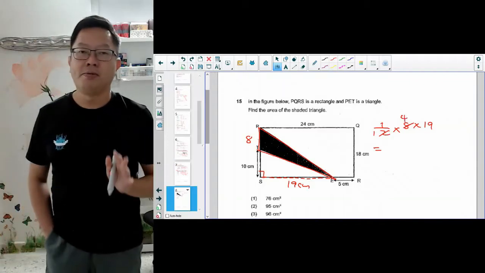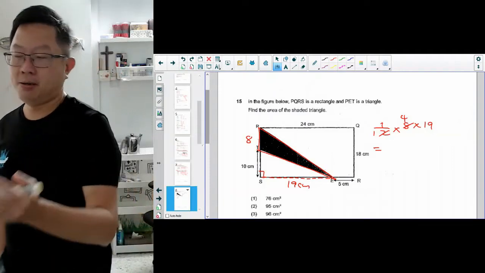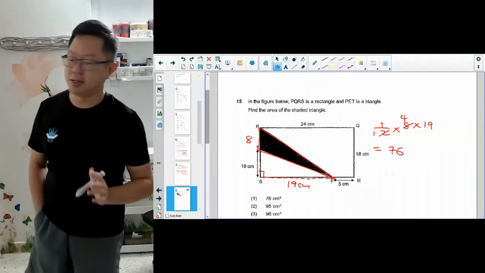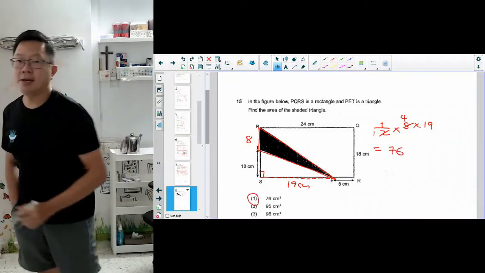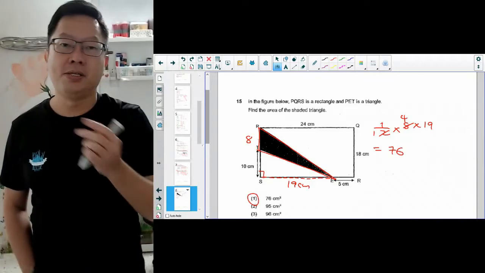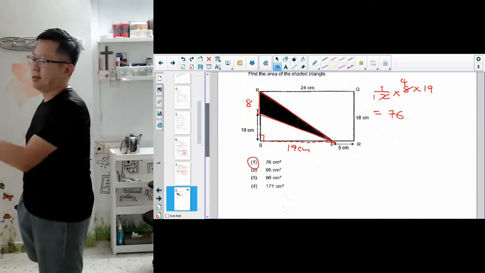So now all you have to do is just take 4 times 19, which is 1 step, and you get your area, which is 76 centimeters square. So cancel is a shortcut that you need to learn, right? And that's what many school teachers are doing. So you need to know how to cancel to make the number smaller.